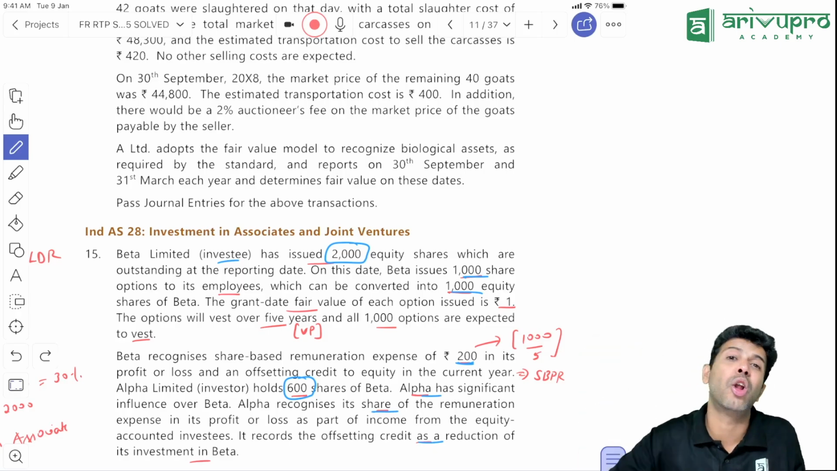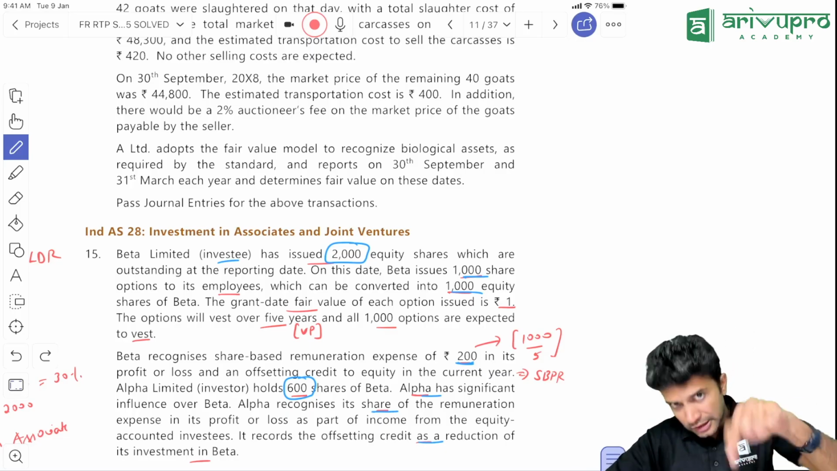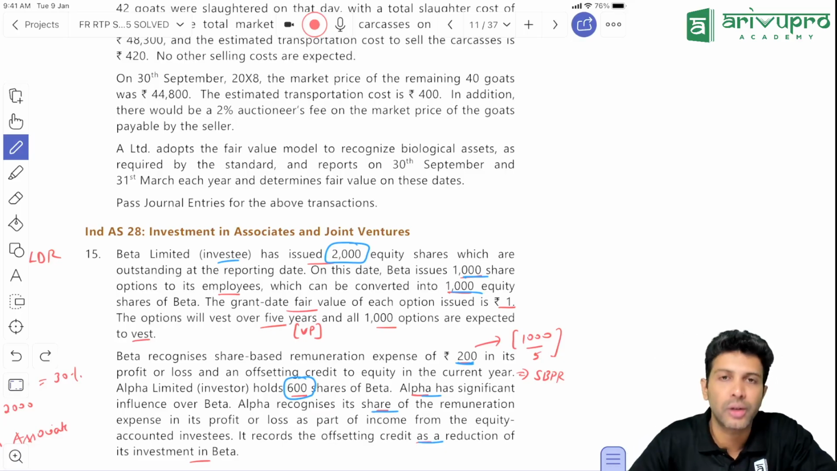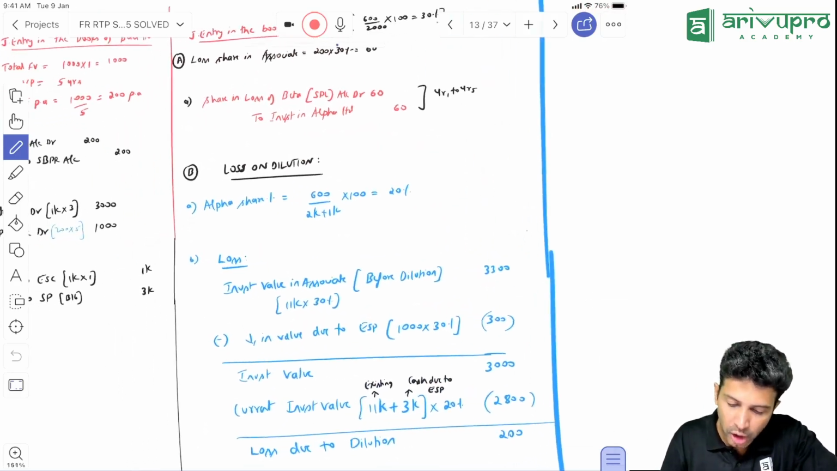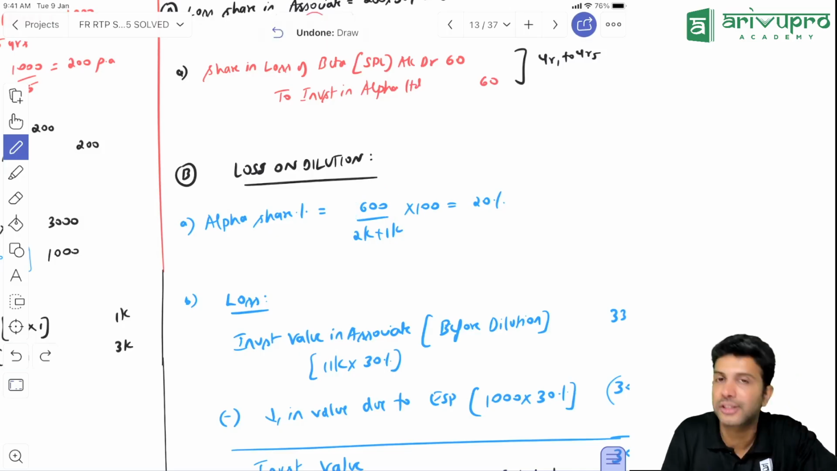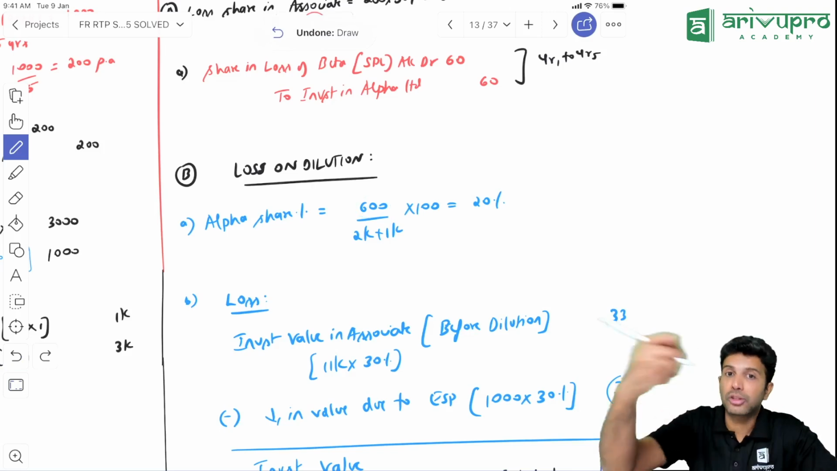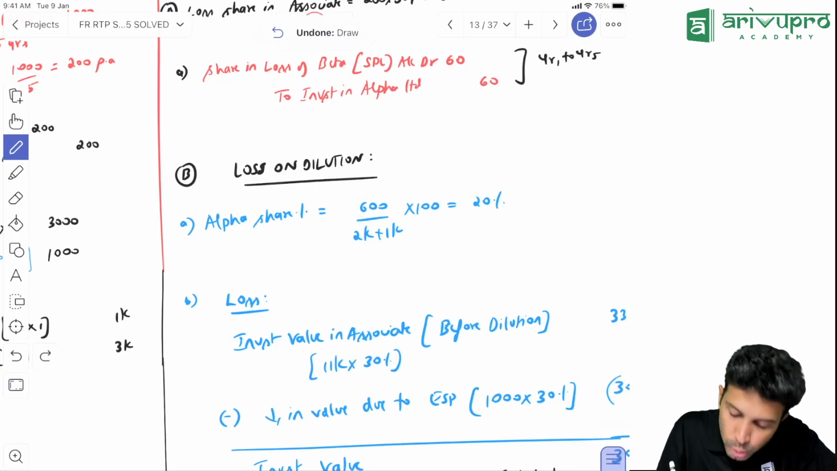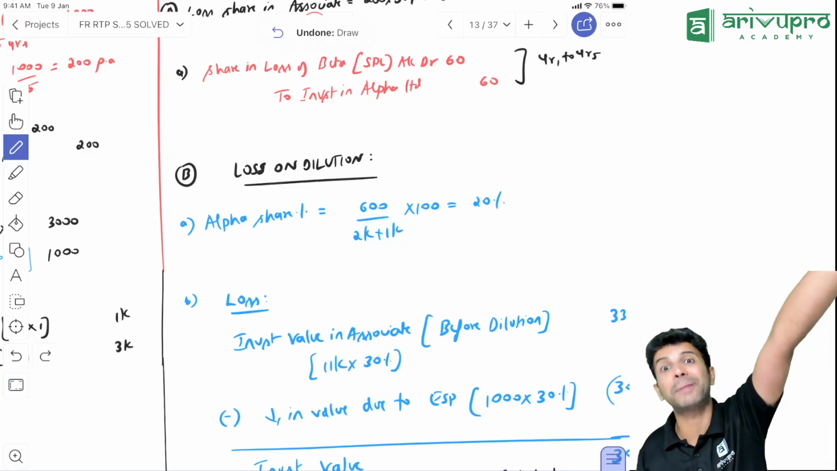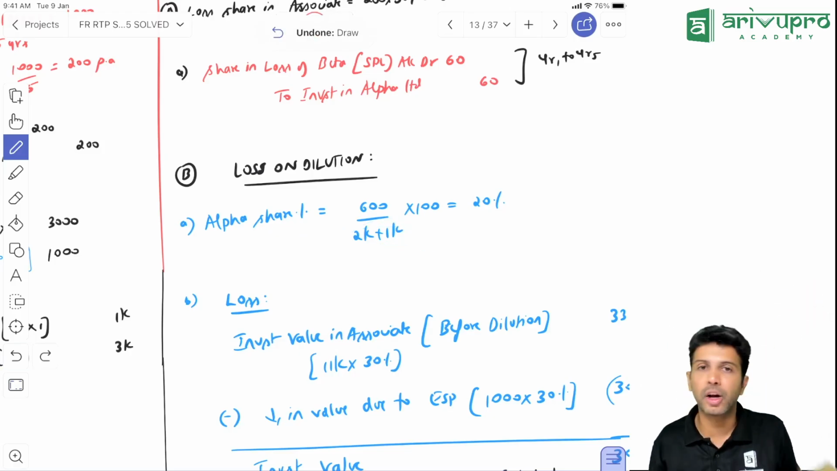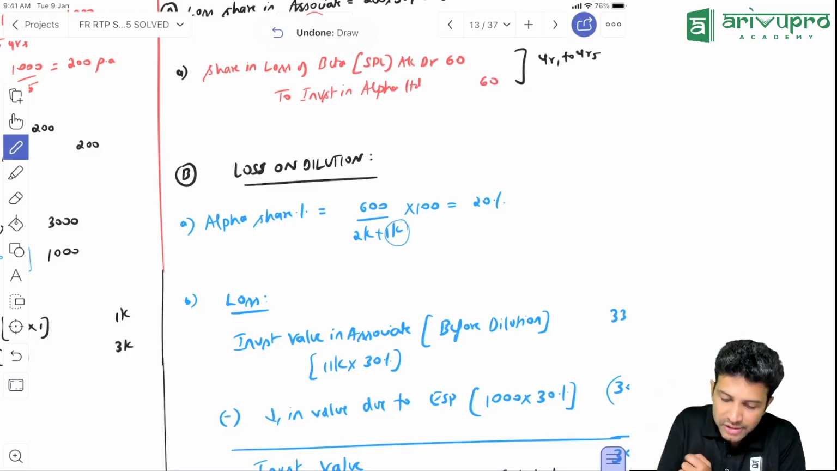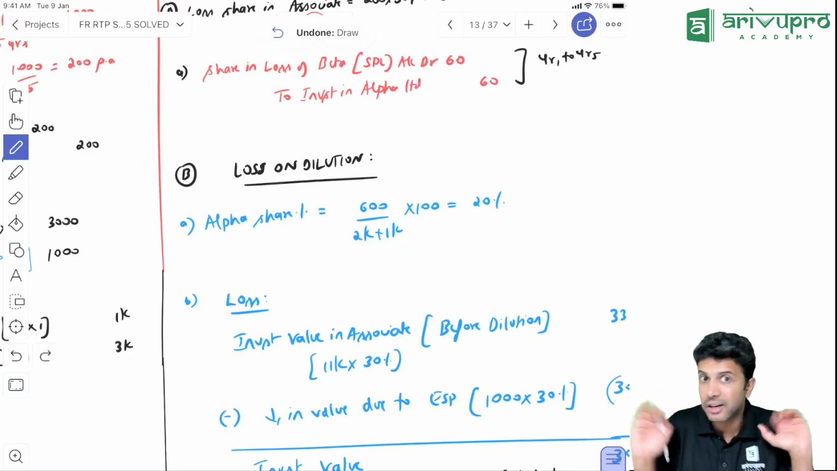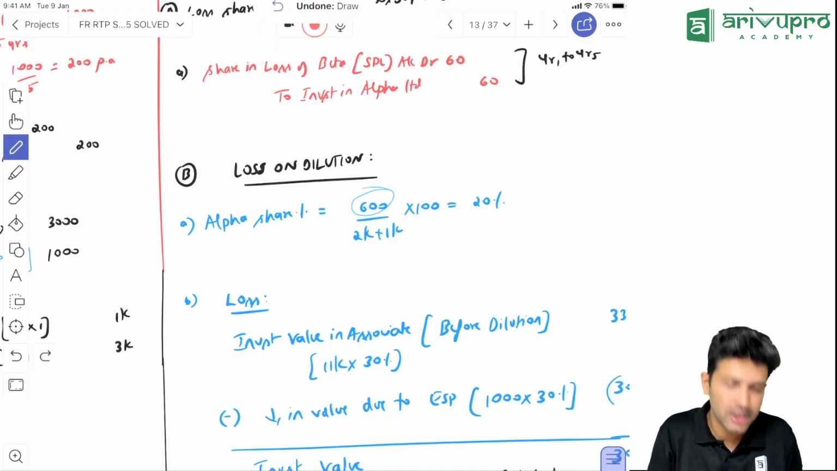That is what they're calling loss due to dilution. First of all, is the stake diluted? Of course it is diluted. How? Once the shares get vested, now what will happen? We as an investor have only 600 shares. But the associate company will not have 2,000 shares. They will have 2,000 plus 1,000 new shares given to their employees. So the total number of shares, the denominator, will be 3,000. In that, we will only have 600, because these 1,000 shares are issued to the employees. The investor will not get these. The investor's number of shares is still 600.